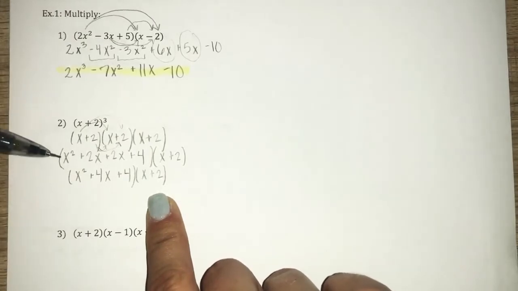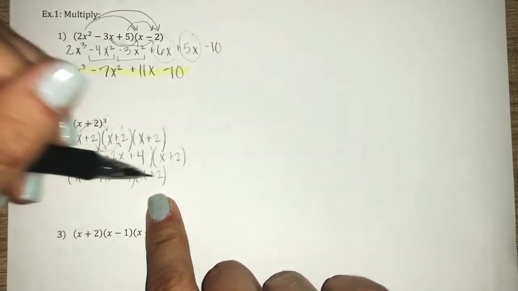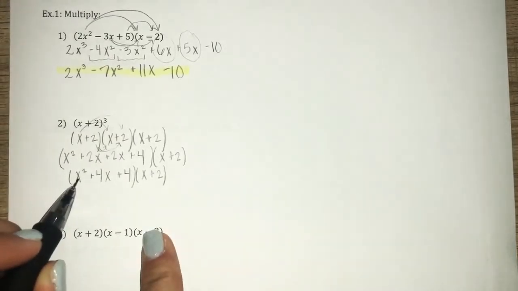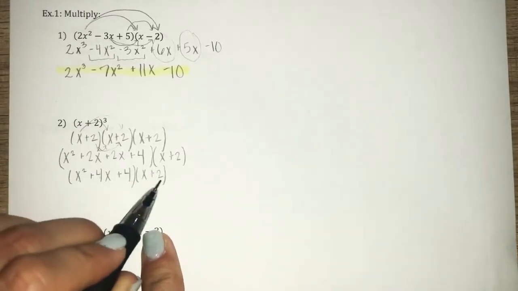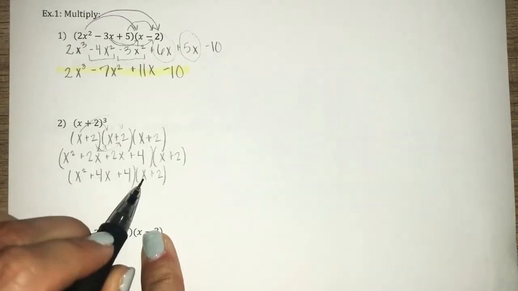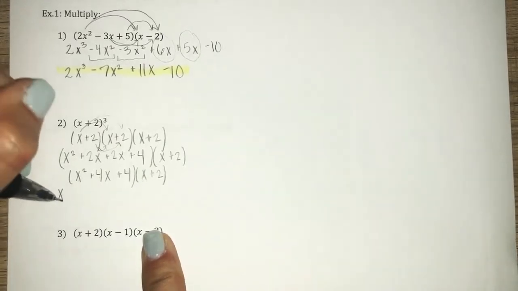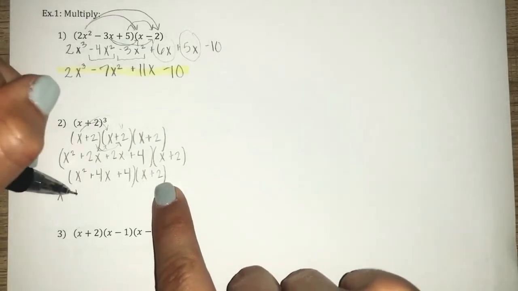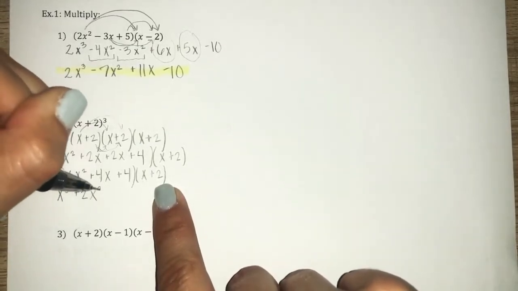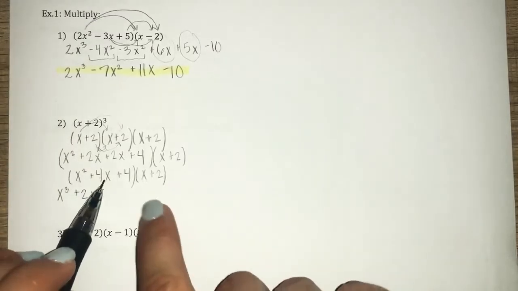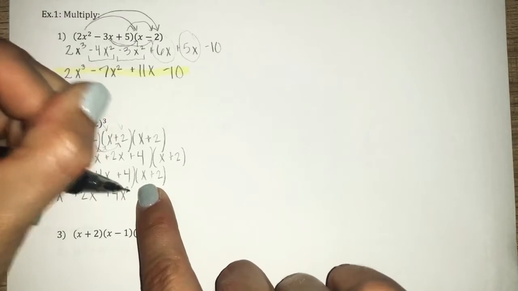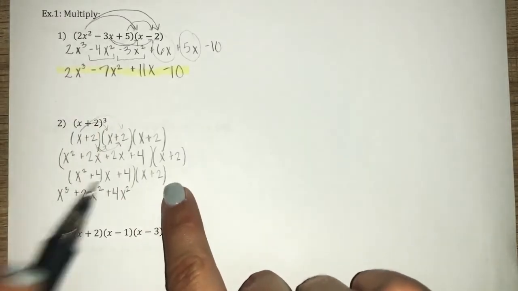And then from there, I can go ahead and multiply this trinomial times a binomial like we did up here. So x squared, I just need to multiply each of these terms by both the terms in this parentheses. So x squared times x, that would become x cubed. And then x squared times 2, that would be 2x squared. And then we can move on to the 4x. So 4x times x is 4x squared. 4x times 2 would be 8x.